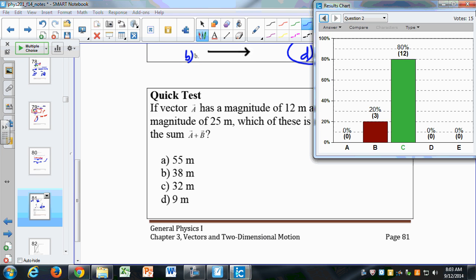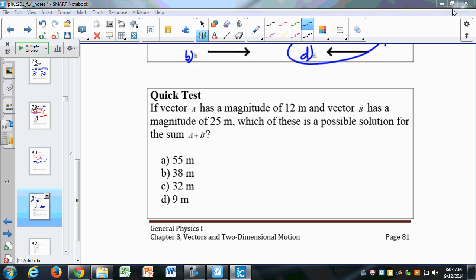Alright, C is the right answer. Just like we did before, this goes as a range from 25 minus 12, that's 13, is the lowest value it can have, to 25 plus 12, which is 37. So somewhere between 13 and 37, and the only one that falls there is C, 32. So that's the only one of these that could possibly be the sum of these two vectors.